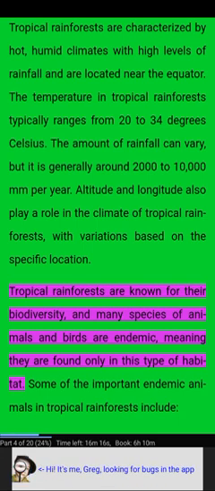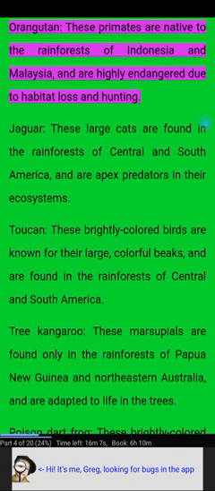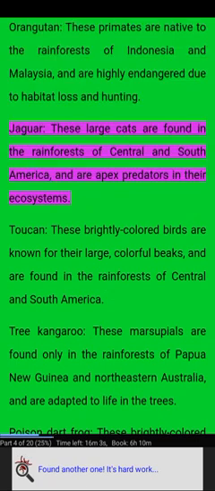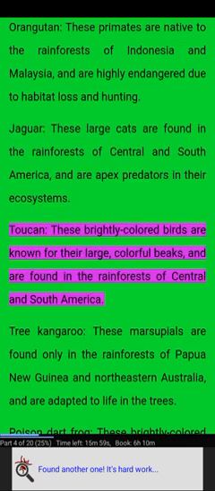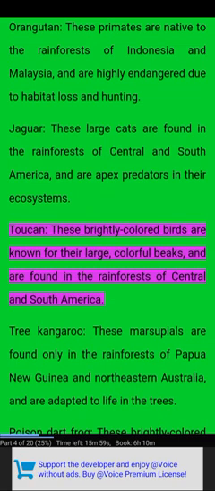Tropical rainforests are known for their biodiversity, and many species of animals and birds are endemic, meaning they are found only in this type of habitat. Some of the important endemic animals in tropical rainforests include the orangutan. These primates are native to the rainforests of Indonesia and Malaysia, and are highly endangered due to habitat loss and hunting. Jaguar. These large cats are found in the rainforests of Central and South America, and are apex predators in their ecosystems. Toucan. These brightly colored birds are known for their large, colorful beaks, and are found in the rainforests of Central and South America.